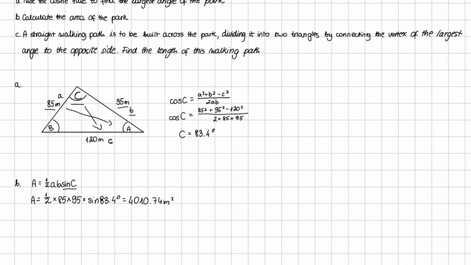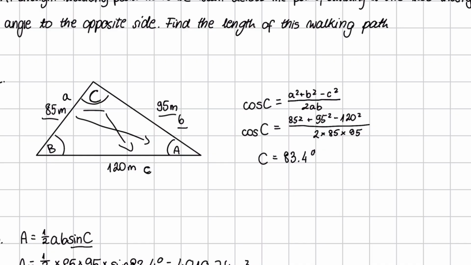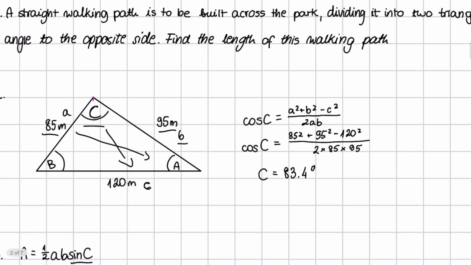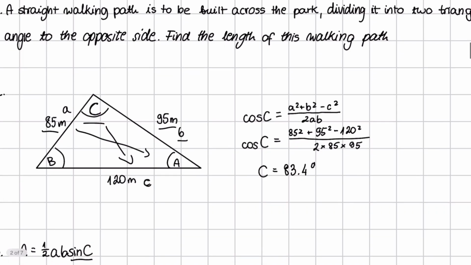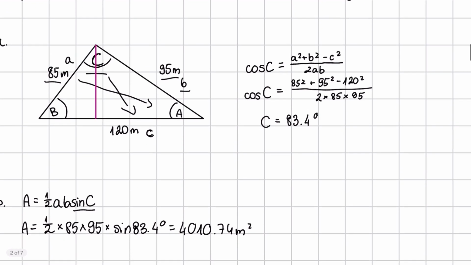C. A straight walking path is to be built across the park, dividing it into 2 triangles by connecting the vertex of the largest angle to the opposite side. Find the length of this walking path. So in here we can have 2 interpretations. Firstly, our straight walking path from the vertex to here, so we have 2 right-angled triangles, or we can also interpret it as the vertex to the midpoint of this distance. However, we will solve it with our first interpretation, so with 2 right-angled triangles.